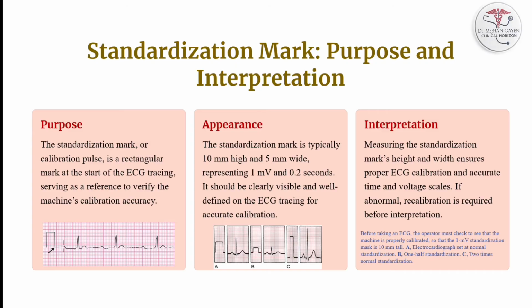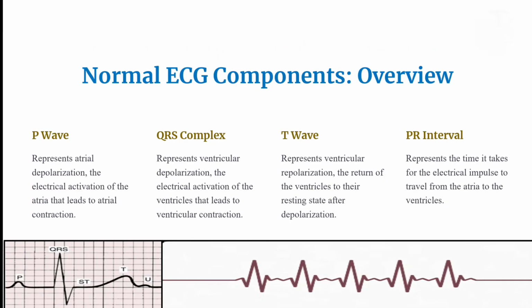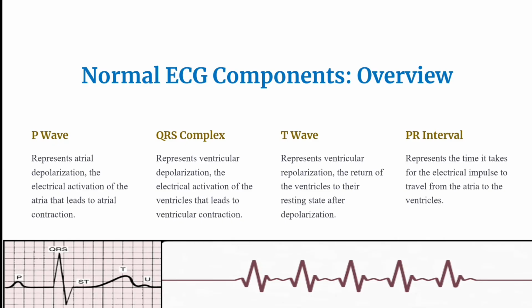Normal ECG components. Overview. The normal ECG trace includes several key components: the P wave, QRS complex, T wave, and ST segment. The P wave represents atrial depolarization, while the QRS complex reflects ventricular depolarization. The T wave indicates ventricular repolarization, and the ST segment represents the phase between ventricular depolarization and repolarization. The PR interval, QT interval, and ST segment provide additional insights into the heart's conduction times and rhythm. Recognizing these components is the foundation of ECG interpretation.